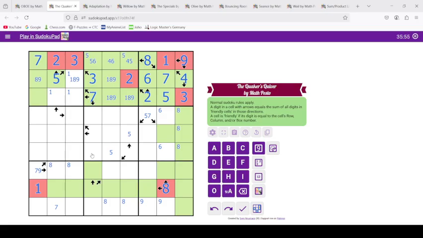Do-do-do, do-do-do, do-do-do-do-do, do-do-do. Number 9. Do-do-do-do-do-do.